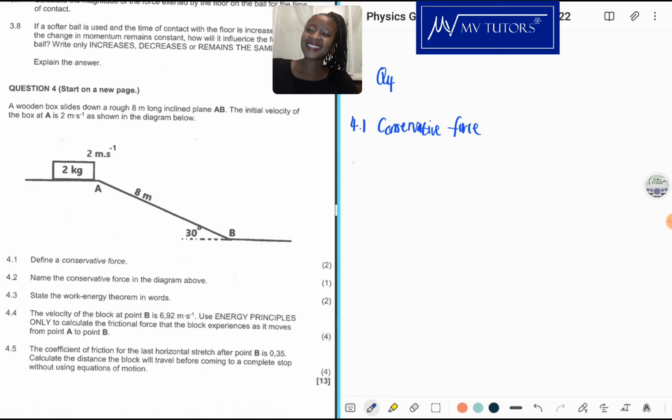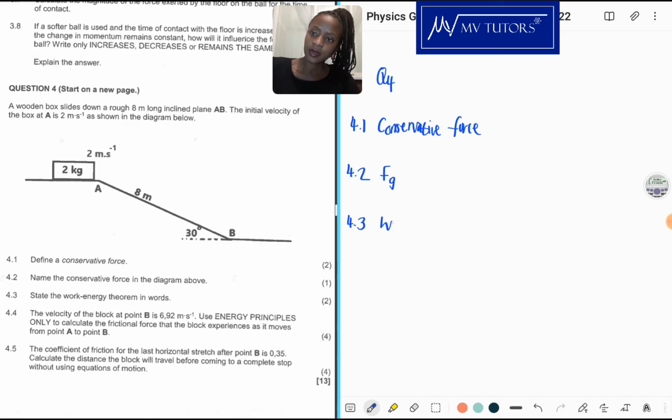Okay, and then 4.2, name the conservative force in the diagram above. That would be the force of gravity. For this box, yes, it does have an initial velocity of 2, but from A to B, gravity is at work. So force of gravity, I'm just going to say Fg. And then 4.3, state the work energy theorem in words.